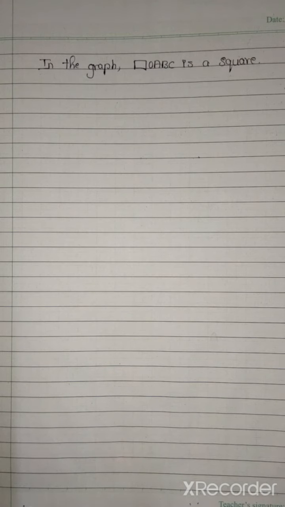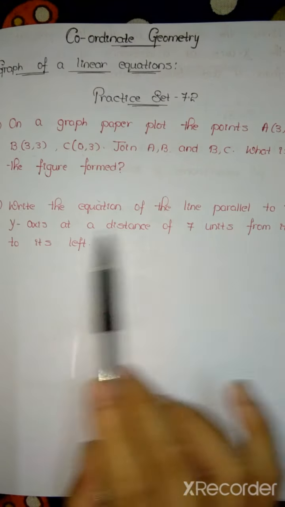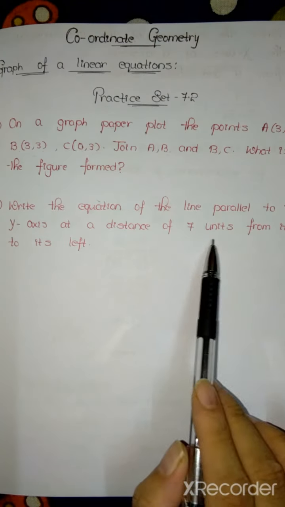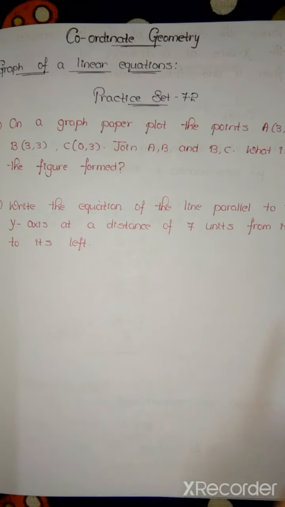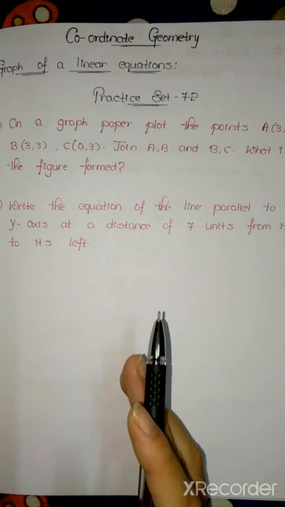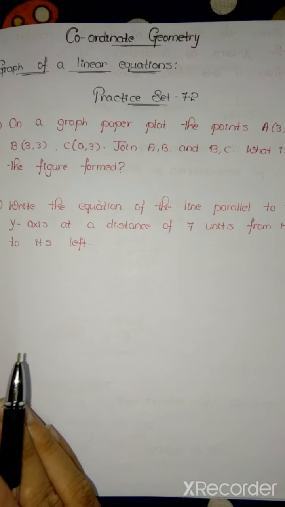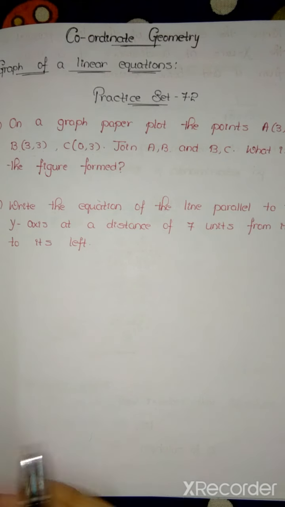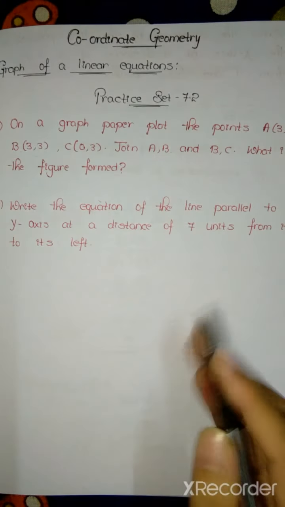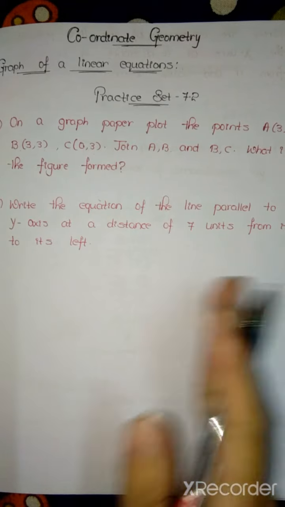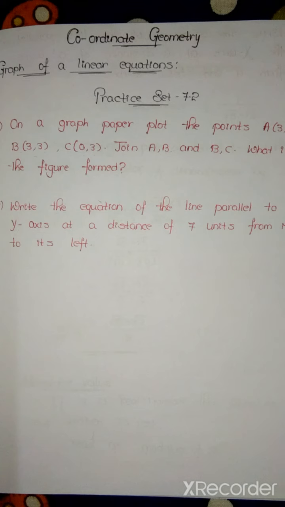Next, move on to question number 2. Write the equation of the line parallel to the y-axis at a distance of 7 units from it to its left. So here a line is parallel to the y-axis and it is on the left side, and how much distance is there? 7 units distance from the y-axis to the left side. So on this side, we call it left, and on the left side the line is parallel and the distance is 7 units.